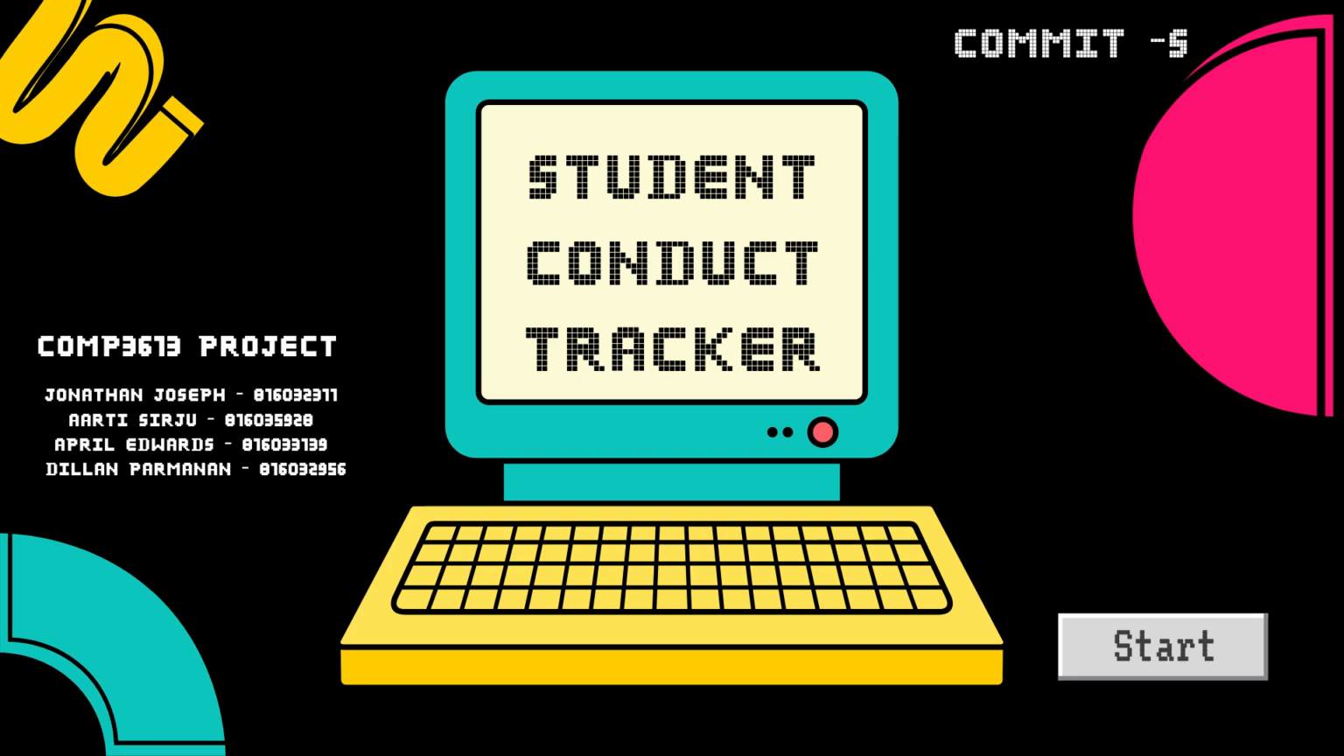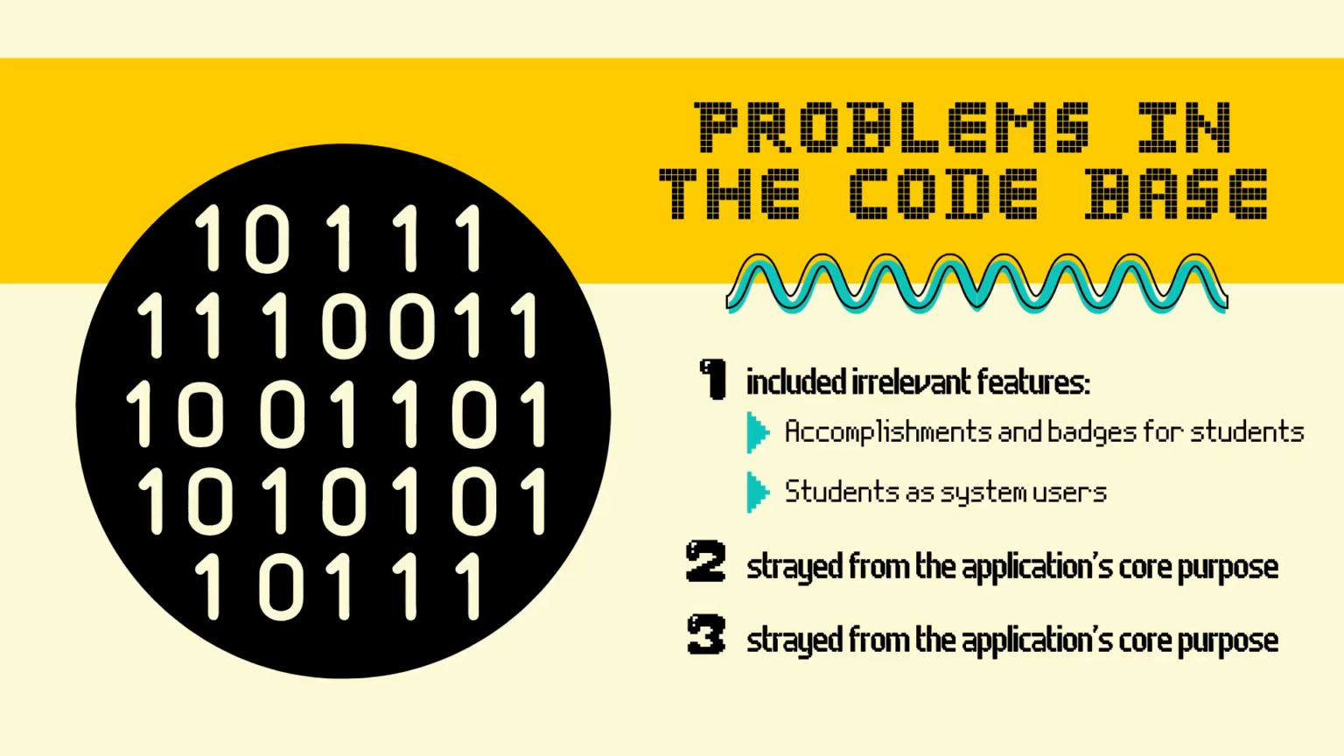We are part of Commit S, working on refactoring the student conduct tracker. The original project included features that strayed far from the necessary use cases. It implemented accomplishments and badges for students, features that were outside of the scope of the application's primary purpose. Additionally, students were treated as users of the system, which directly contradicted the requirements. These additions made the app more complex without adding meaningful value.